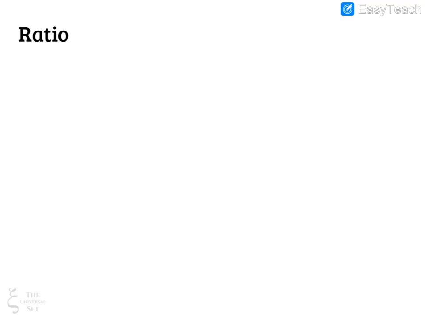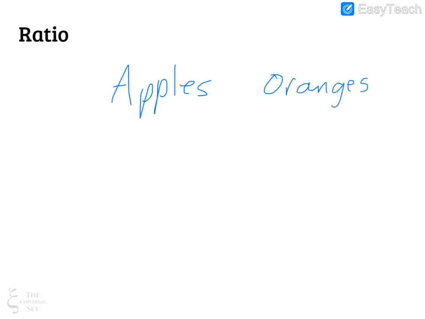So let's say I've got some apples and I've got some oranges. Then if I've got, let's say, 7 apples and I've got 5 oranges, then we would say that the ratio of apples to oranges is 7 to 5, like that. And it's important, the way around I said that, the ratio of apples to oranges. The word apples came first, so that number needs to come first. The word oranges was second, so that number needs to come second.